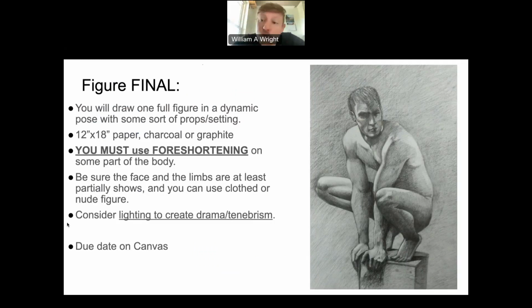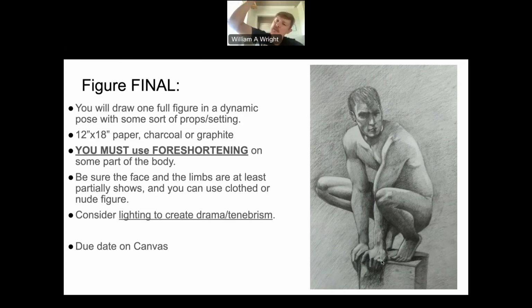You will draw one figure in a dynamic pose with some sort of prop or setting. That prop or setting I know always gets confusing. Basically, I need it to be on the ground. I need there to be a cast shadow. It can be on a stool. It can be this person on the pedestal. That's fine. It doesn't have to be a very complicated prop or example.